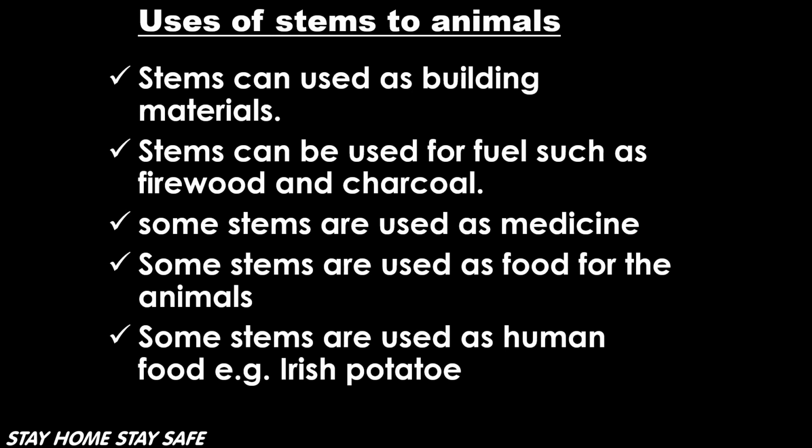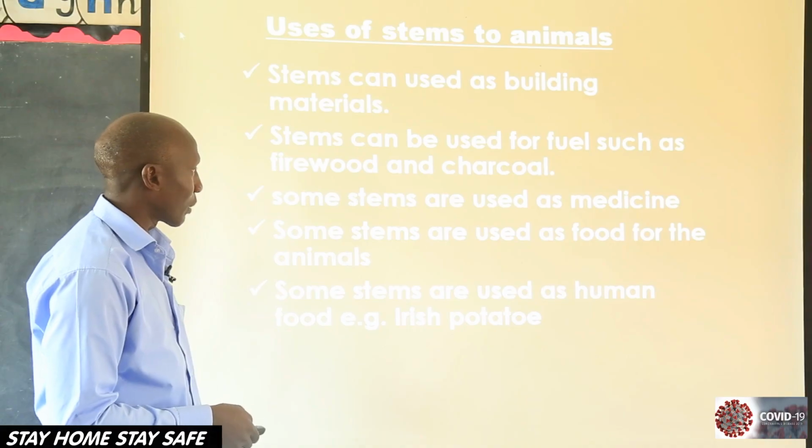Don't you eat Irish potato? Don't you like eating chips every now and then? Don't you like eating sugar cane every now and then? So those are stems we're eating. So basically, these are some of the uses of stems to animals and man. As we've already seen them here, building materials, used for fuel, some are used for medicine, food, and the food to animals and so on.